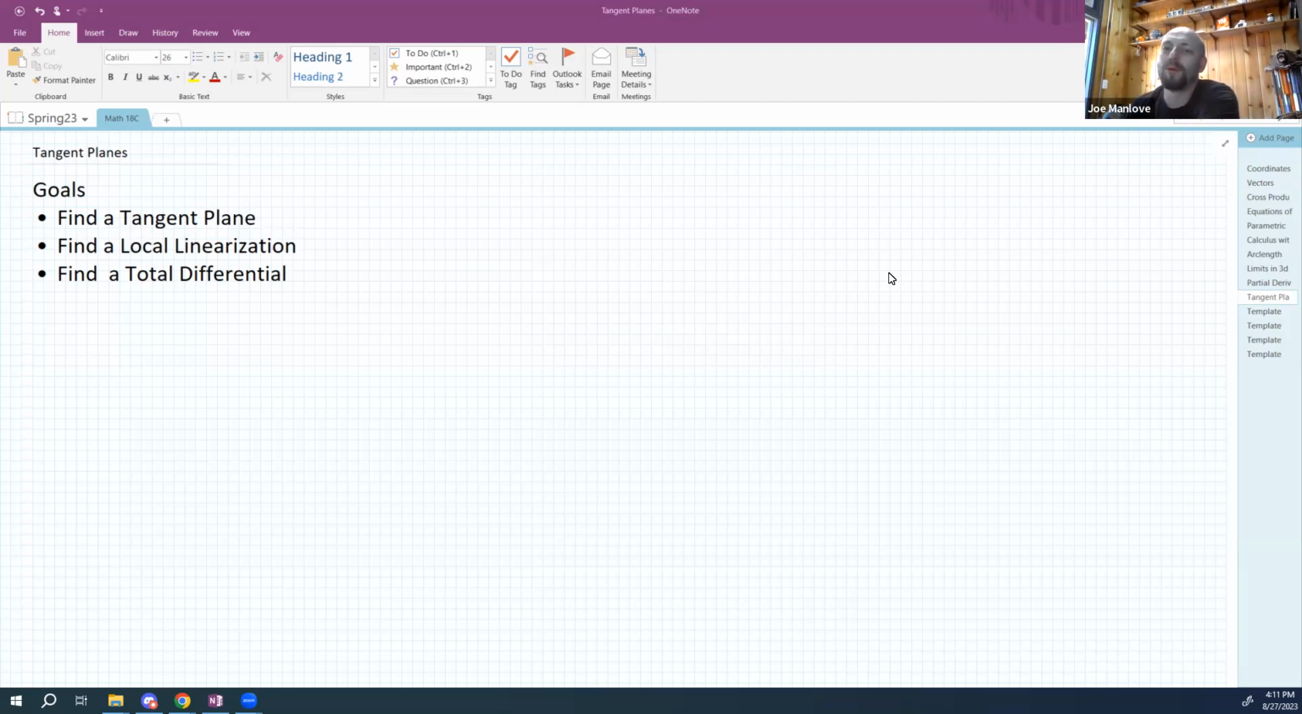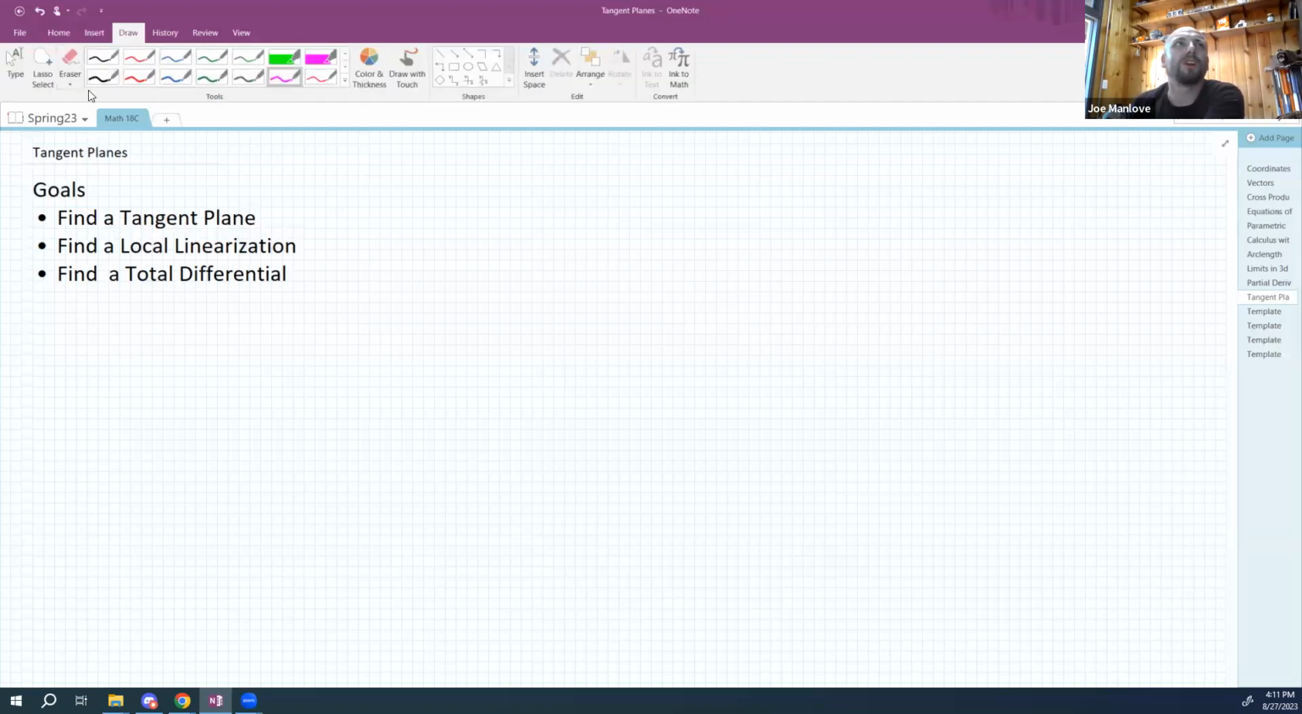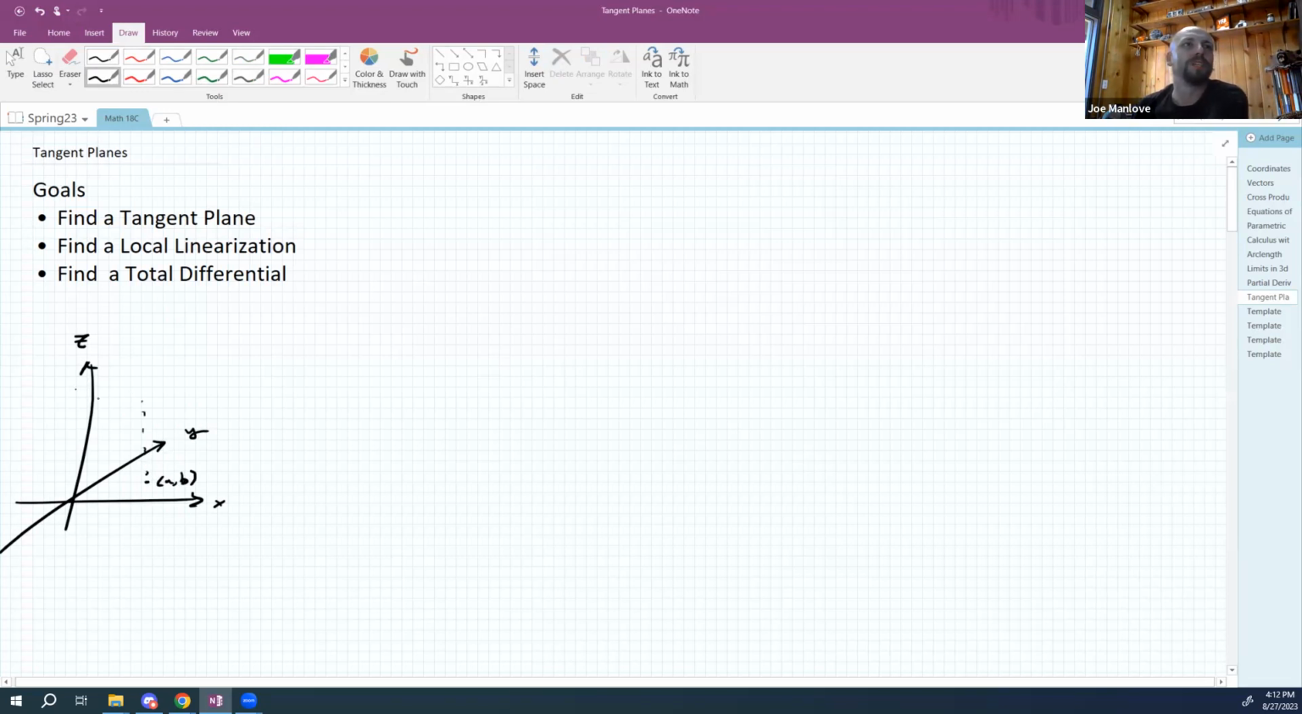Let's think about what we would mean by a tangent plane. Actually, let me start with what I would think of as a local linearization, but I'm going to start with it in kind of a dumb way. Over here I've got my usual X, Y, Z. Someplace down in here, I've got a point A, B. Up above that somewhere, there's some kind of surface, and there's some value up here associated to that surface.